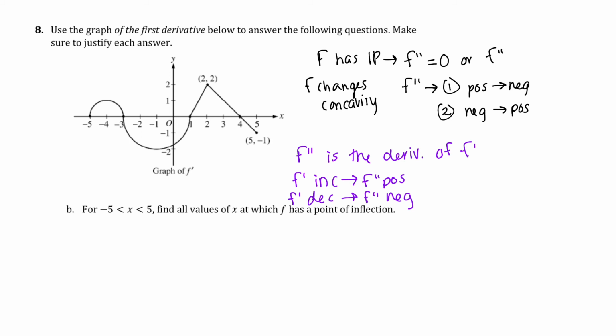Also, f double prime does not exist is also a possibility here. I should write that down. So we're looking for those places where it changes, increasing, decreasing. That's what we're looking for on this graph of f prime.